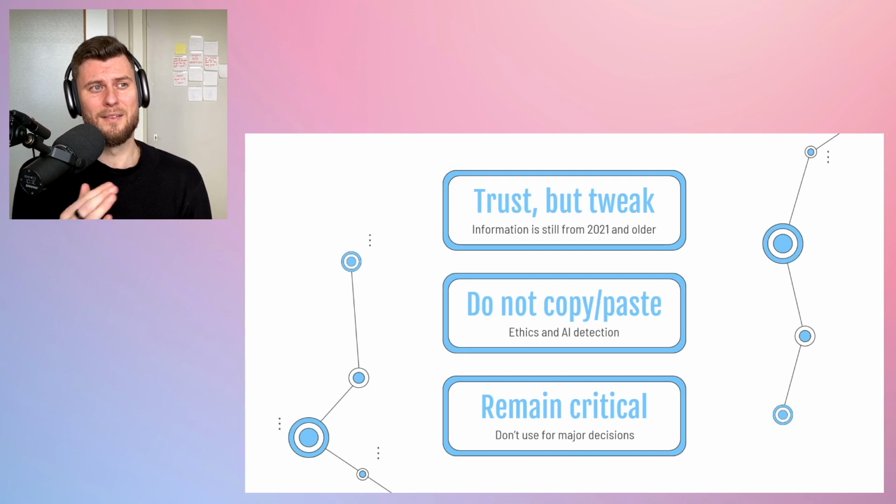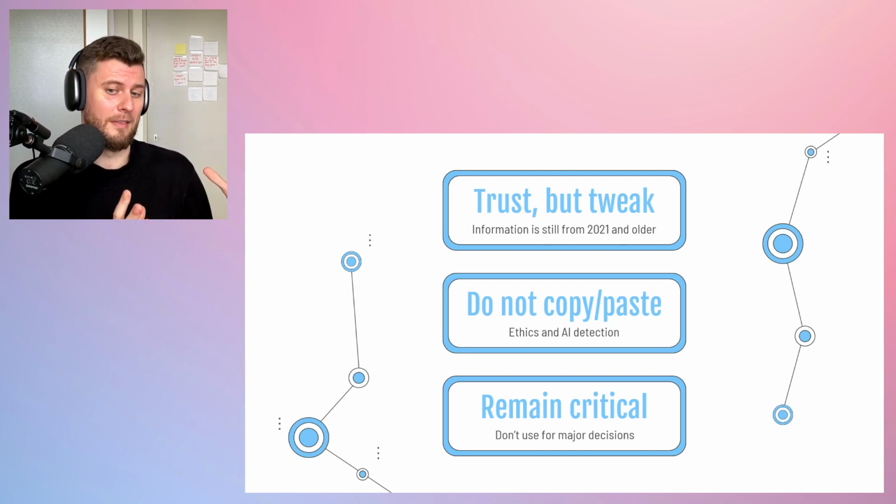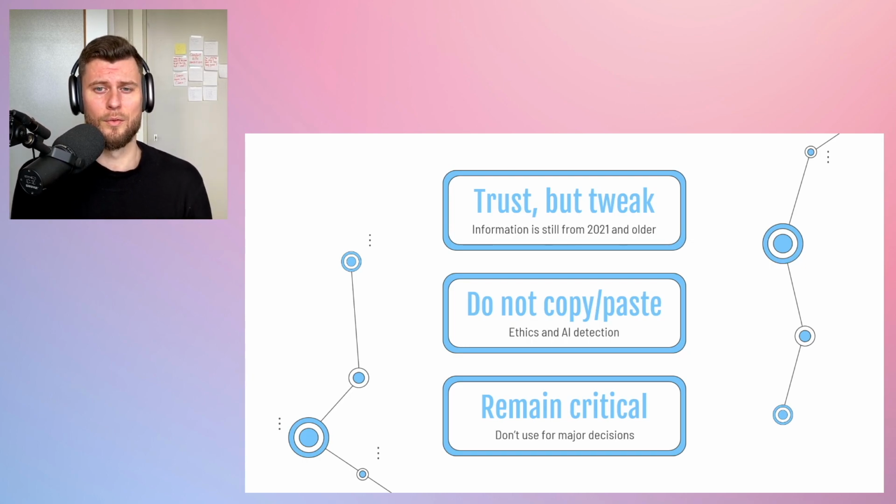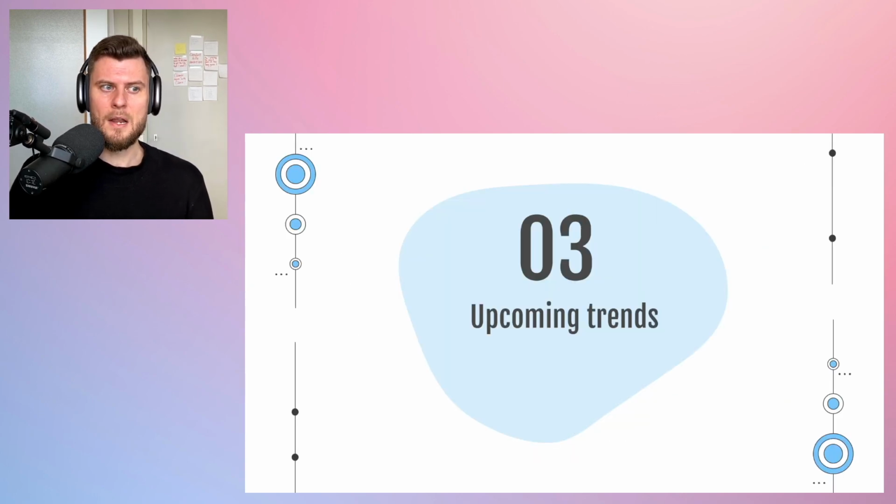Now, this also lends itself to not copy and pasting. There is AI detection software, so it would be such a shame if you copy and paste something and then it's posted on a client website and then people on the internet are like, wow, this report was just generated by AI. And then the last thing is always, please, please, please remain critical. So use critical thinking. Don't use this to make major decisions, because we have cross-industry experience and knowledge, which helps us really contextualize and nuance information that we get from ChatGPT.